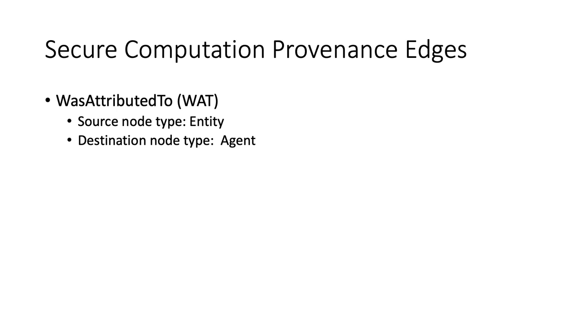The first relation is was attributed to. For this edge, the source node can be any entity and the destination node can be any agent. This relation means that the agent was responsible for the creation of the entity. In the following example, the data entity salary B is the source node and account agent Bob is the destination node. The relation between these two nodes indicates that salary B was attributed to Bob.